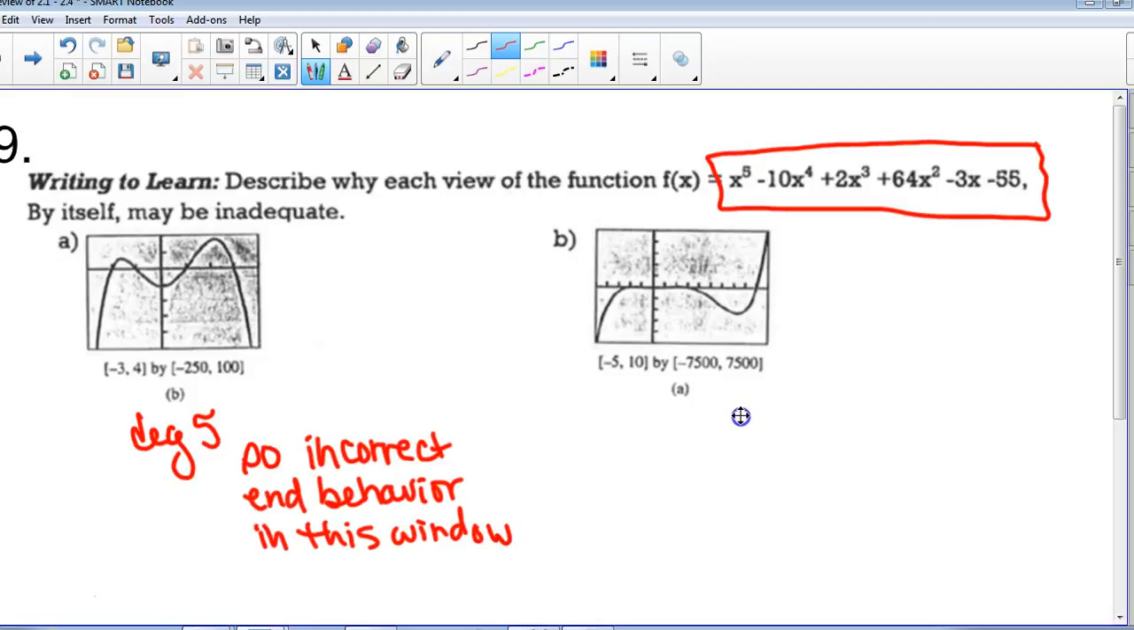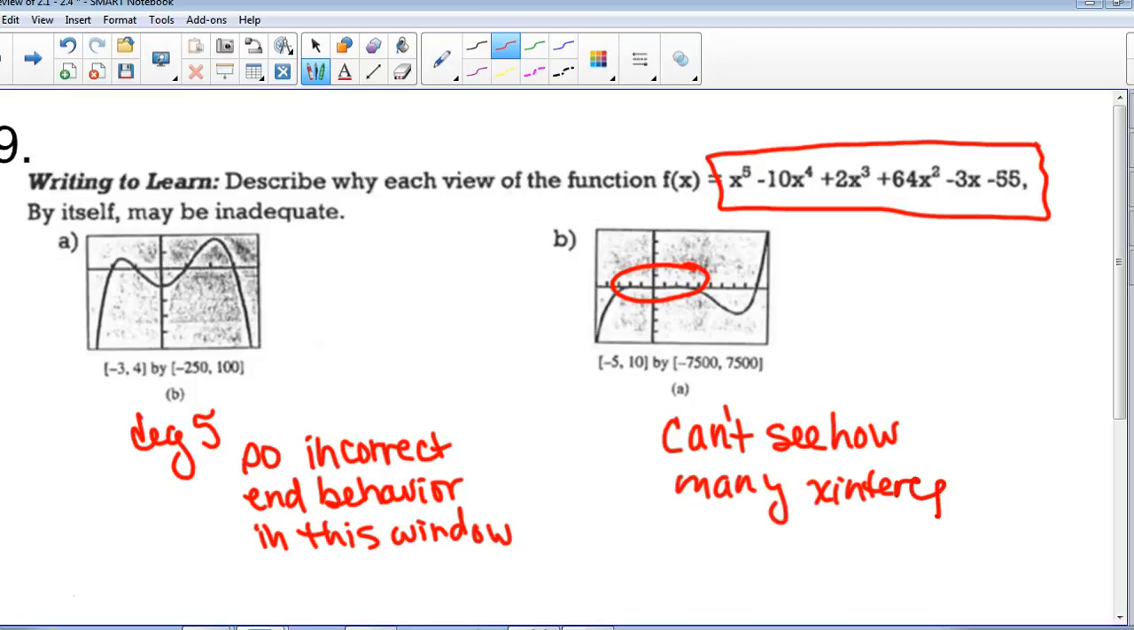And what's wrong with B? B looks to me like they did a zoom fit. If you graphed this, why would you go, not the best window? Yeah, if you want to find the zeros, that's a mess, right? Can't find the zeros or can't see how many zeros or how many x-intercepts. Is it easier to think about that way? Okay, I don't know if there was an E in there. There is now.